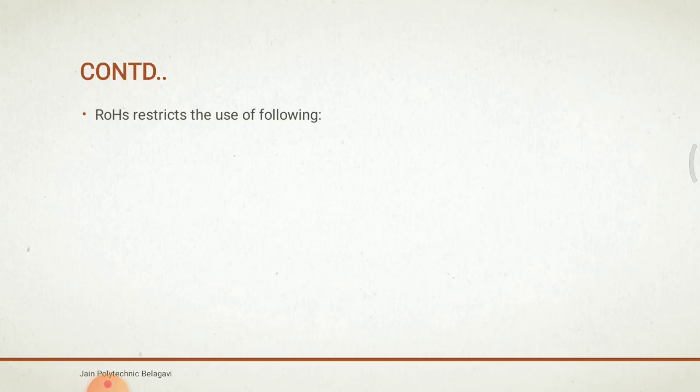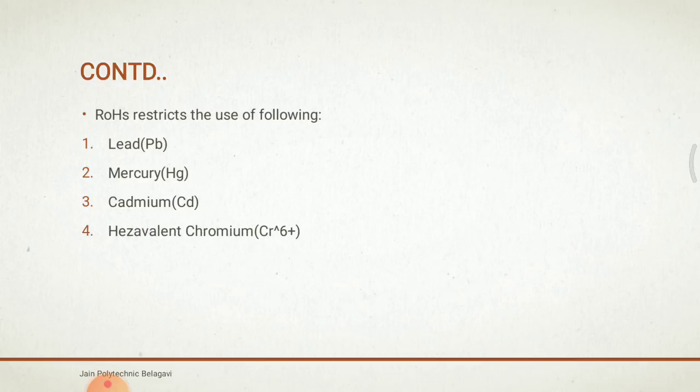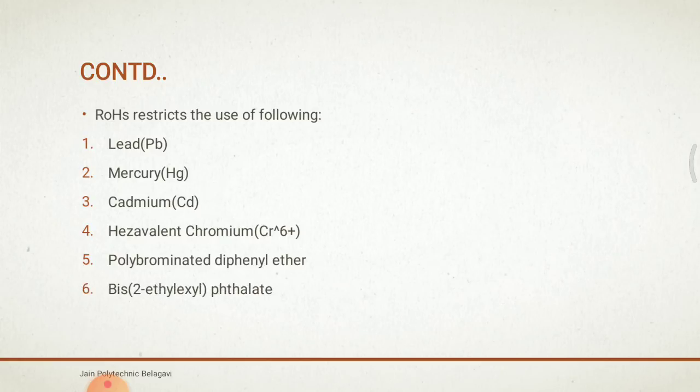Those are given as: lead, mercury, cadmium, hexavalent chromium, and also polybrominated biphenyl, polybrominated diphenyl ether, bis(2-ethylhexyl) phthalate, and butyl benzyl phthalate. These are the restricted hazardous substances of the electrical and electronic equipments.